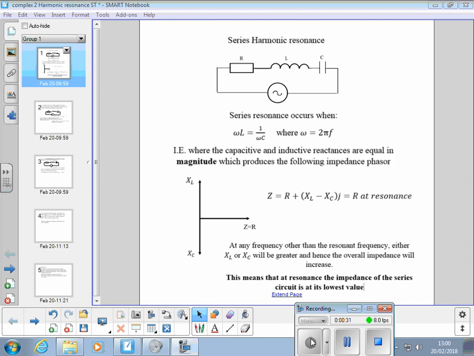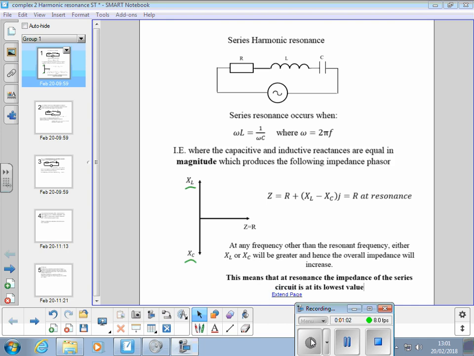voltage, series resonance will occur when omega L is equal to 1 over omega C, i.e. at the point where both the reactances XL and XC are opposite in direction but they're equal in magnitude. Yep. So the ohm value of them is exactly the same.